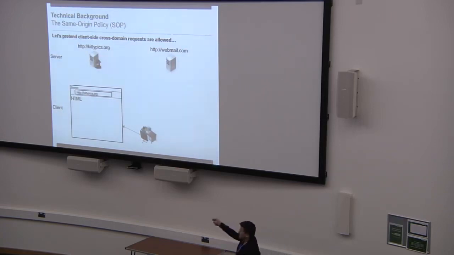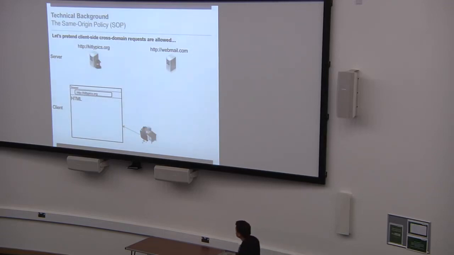We have two servers, kittenpics.org and webmail.com. On the client side, we have a browser, and in front of the browser, we have a user. The user is logged into webmail.com and receives an email. In this email, the attacker writes, well, I have a nice website for you with lots of kitten pics, so you should click on this link.